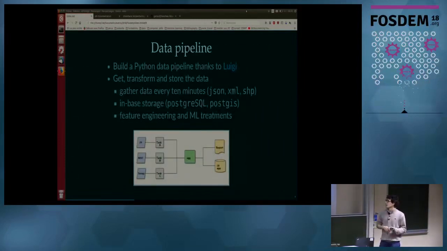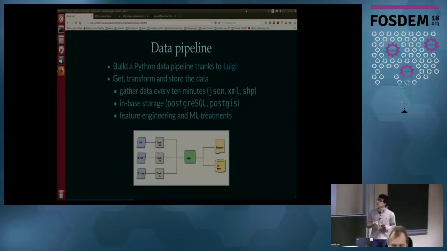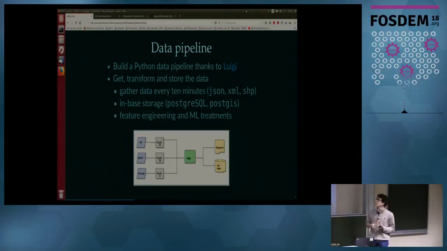How do we handle this data? We worked with Python, and to build our data pipeline, we used Luigi, which is a Python library dedicated to data pipeline building. The goal was to get the data on the portals. The data was in JSON formats and XML formats. We were able to find some shape files too. And the objective was to store this data in a database and to apply some treatments, some machine learning treatments, to them.